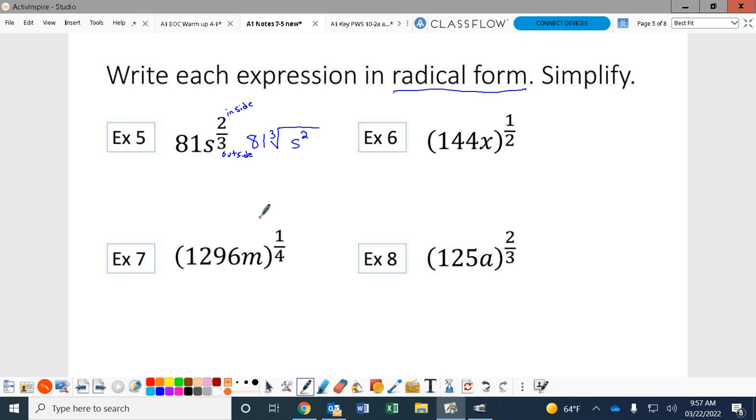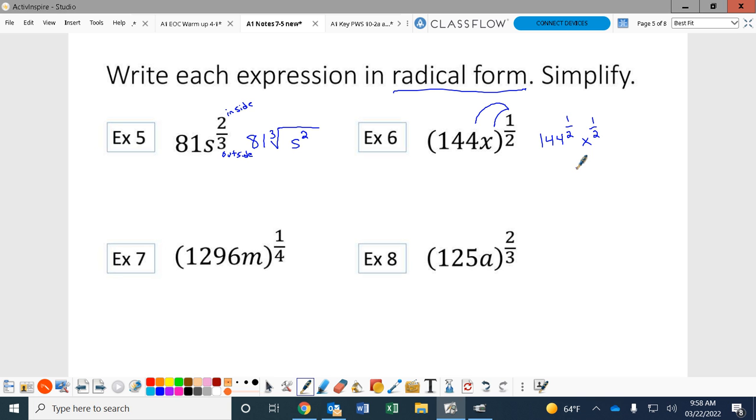Okay, questions, concerns, anything about it? All you're doing is writing in the form, guys. There's nothing to do. Okay, let's do this again. On this next one, we have a power that is on the outside of a parentheses. That means it has to be distributed first. That means it's going to be 144 to the 1/2 and x to the 1/2. Since they're both to the 1/2, we grab our calculator, because the number part we go ahead and simplify.